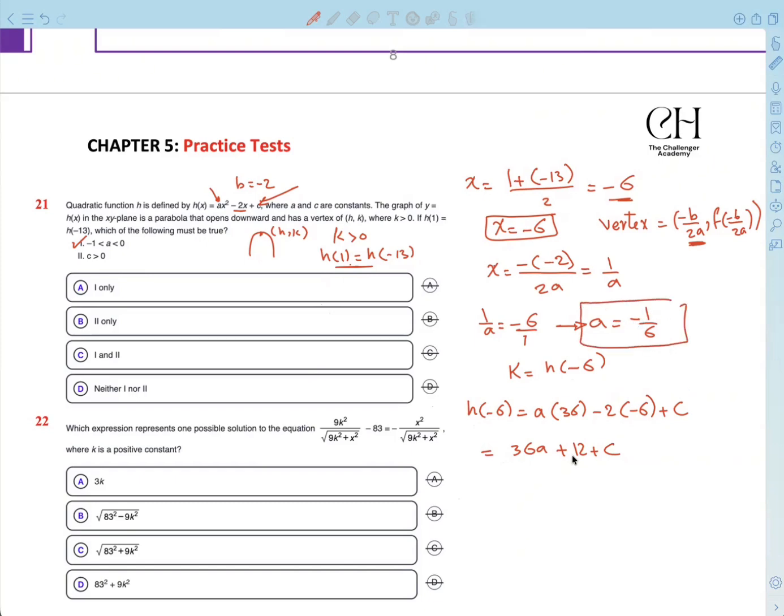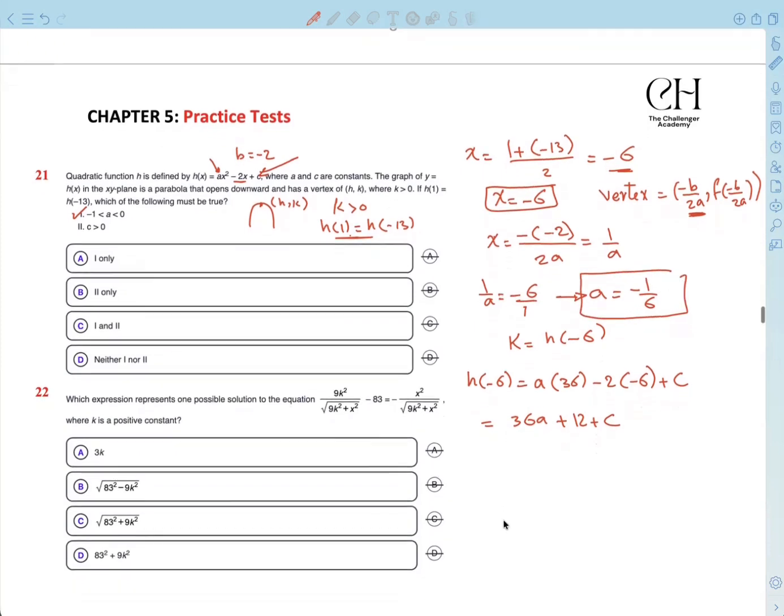Then we will put a equals negative 1 over 6, as we mentioned before. This is the value of a. So we have h of negative 6 equals 36 times negative 1 over 6 plus 12 plus c. It will be simplified: 36 divided by 6 is 6. So negative 6 plus 12 equals 6. So it's 6 plus c.